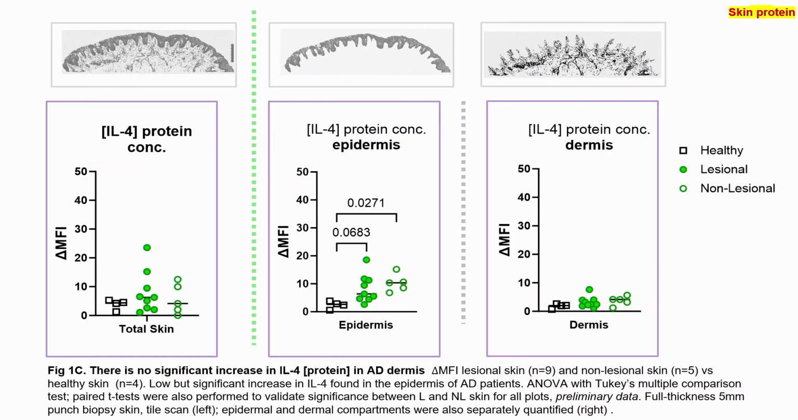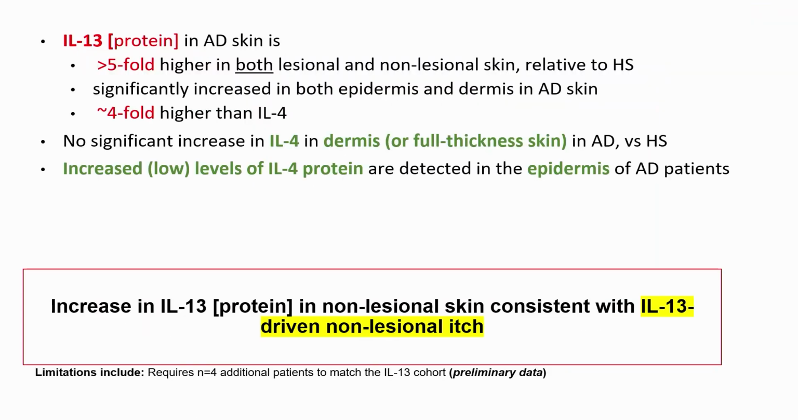And so here we have IL-4, and you can see that, in line with what we've seen with proteomics, IL-4 shows an increase, but it's not significant. You can see that here with the concentration of IL-4 on the left-hand side in the total skin, but you can detect a trend in the lesional skin when you break it down into the epidermis and dermis. So we do think there is a signal there. We just don't find that it's significant compared to IL-13.